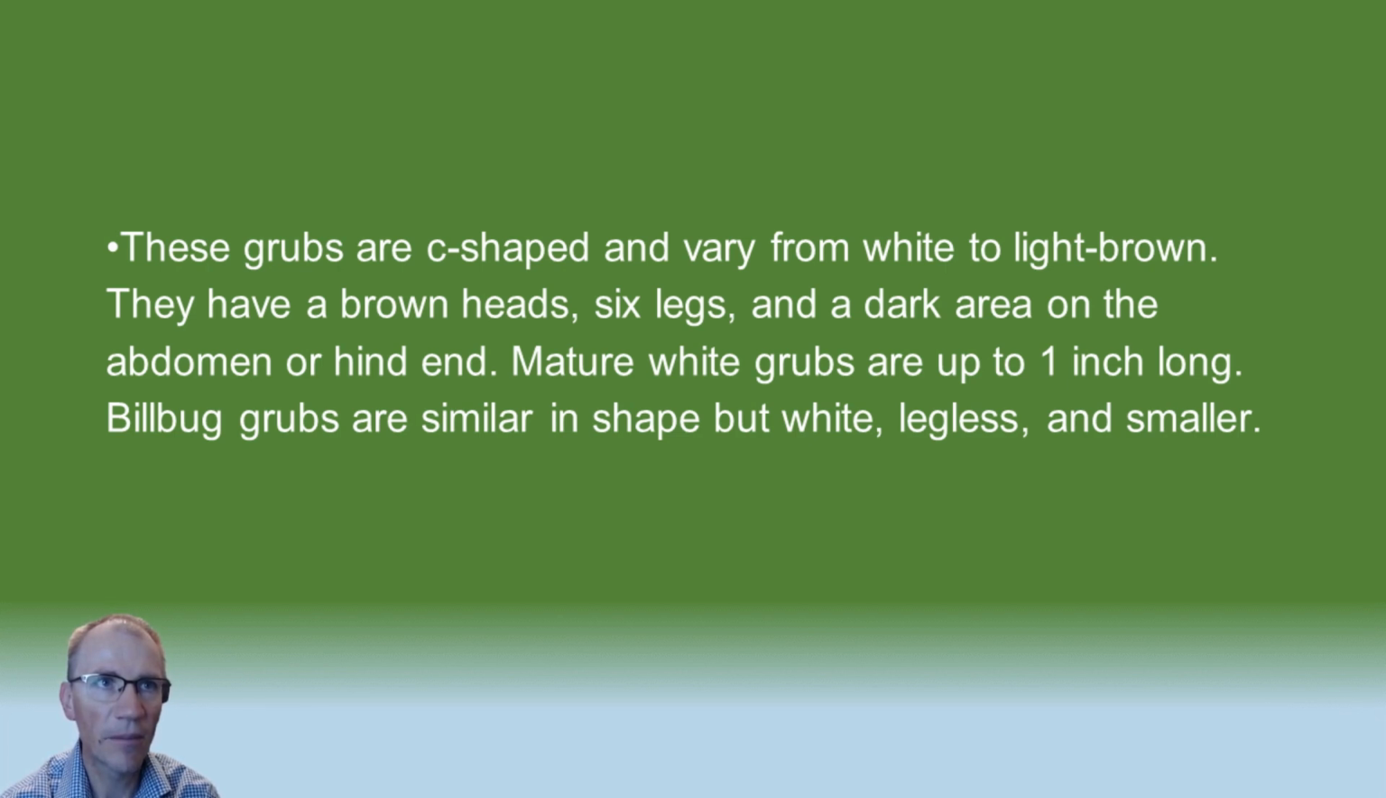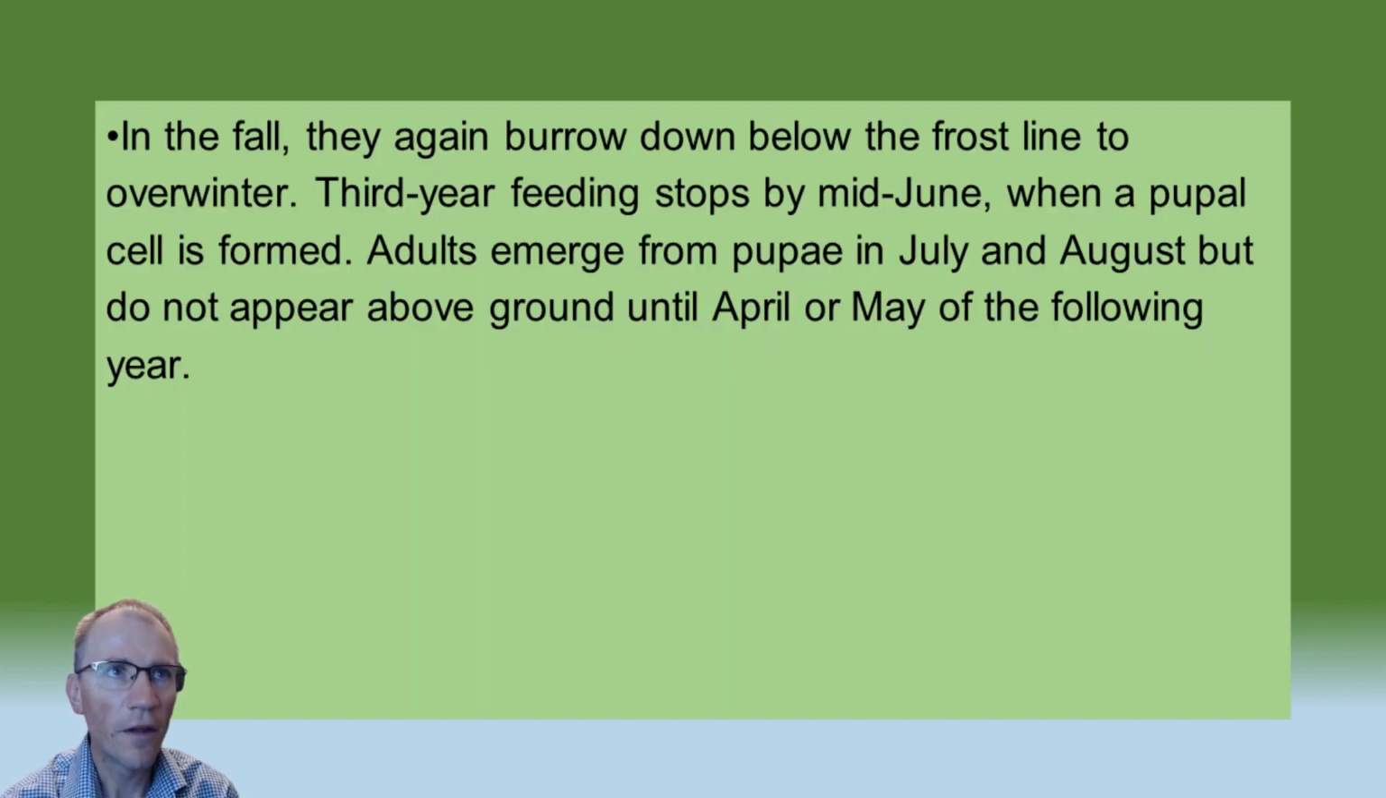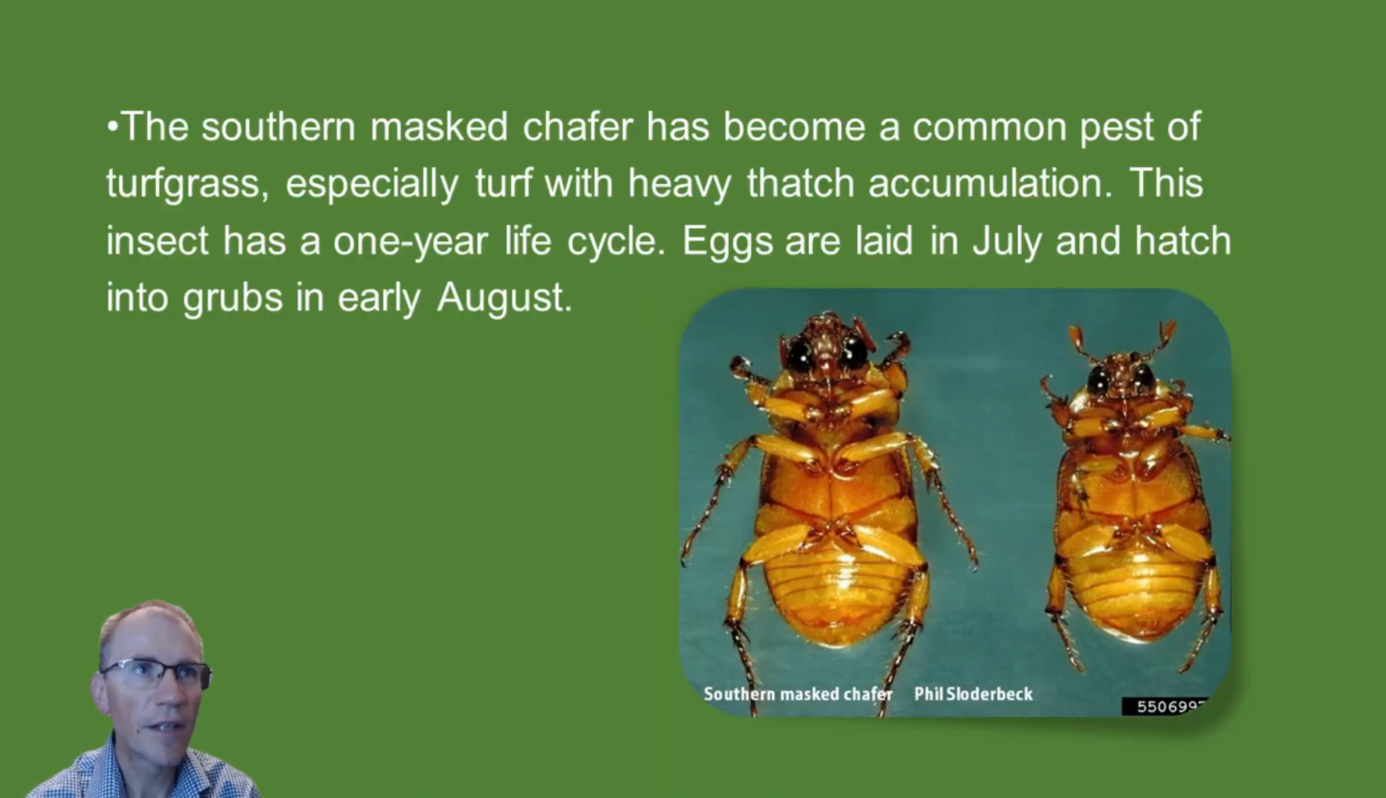Billbug grubs are similar in shape but white, legless, and smaller. In the fall, they again burrow down below the frost line to overwinter. Third-year feeding stops by mid-June when a pupal cell is formed. Adults emerge from pupa in July and August but do not appear above ground until April or May of the following year. The southern masked chafer has become a common pest of turfgrass, especially turf with heavy thatch accumulation.